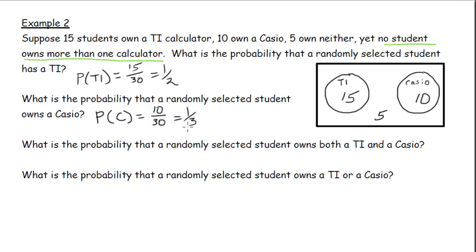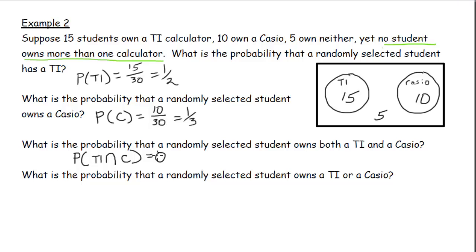So what is the probability that a student owns both a TI and a Casio? Well, we need to look at this little point over here underlined in green. No student owns both. So the probability of a TI and a Casio, well, that's 0.